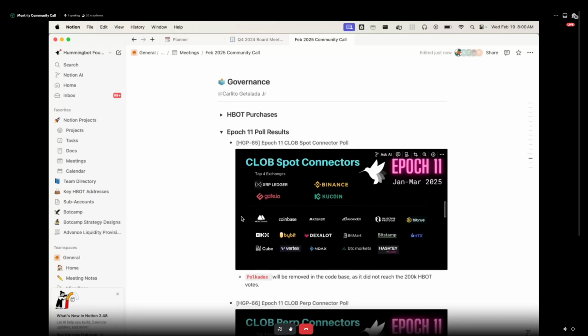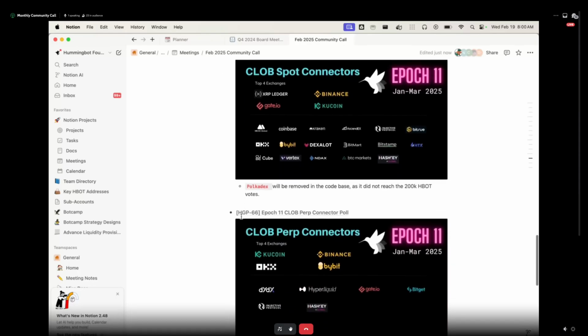In addition, it looks like about 20 exchanges were voted on by the community, and all of these surpass the minimum HBOT threshold. I think it's still 200,000 needed to be accepted as a connector. So unfortunately, Polkadex will be removed from the codebase as it did not reach the 200K HBOT votes, but all the other ones will remain in the codebase.